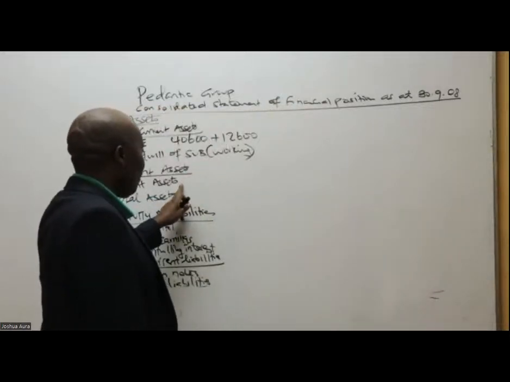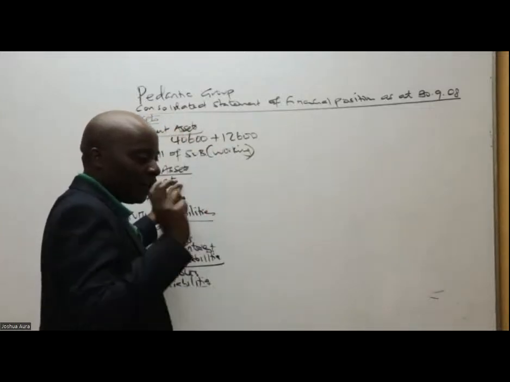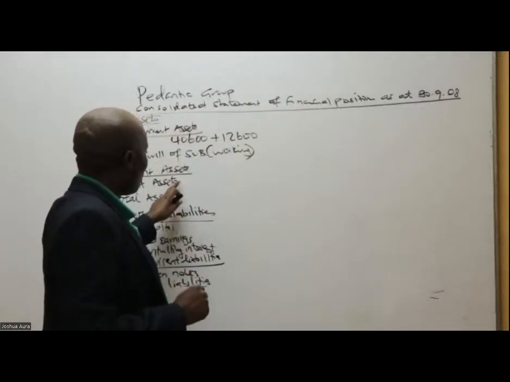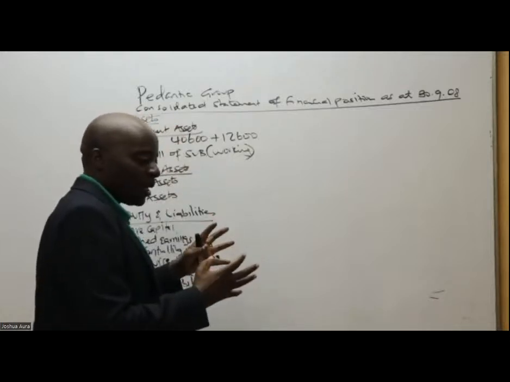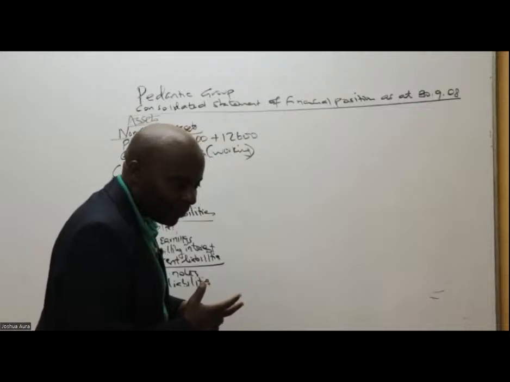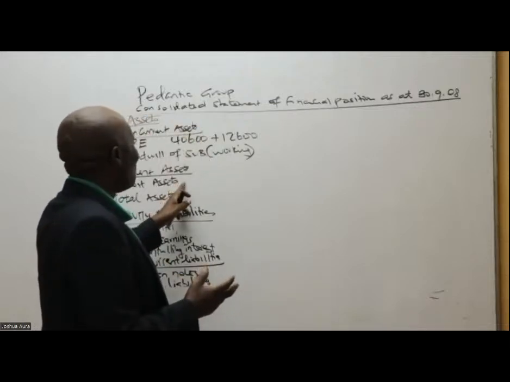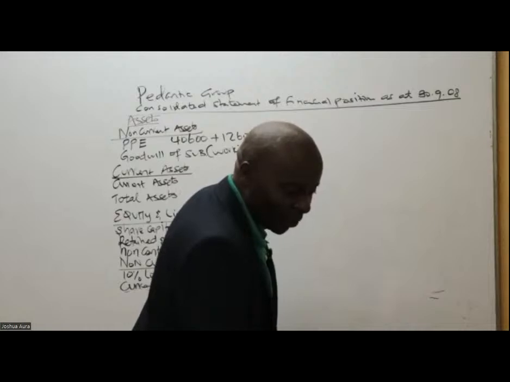From there, please jump and go to the current assets and don't pick your calculator yet. So go to current assets, you are consolidating, putting figures of the parent plus figures of the subsidiary.